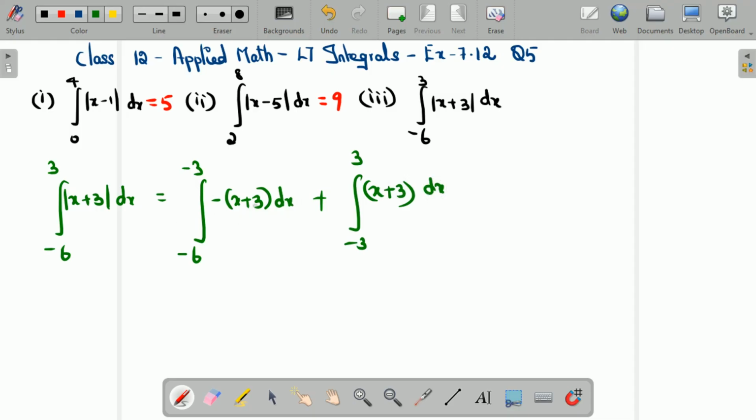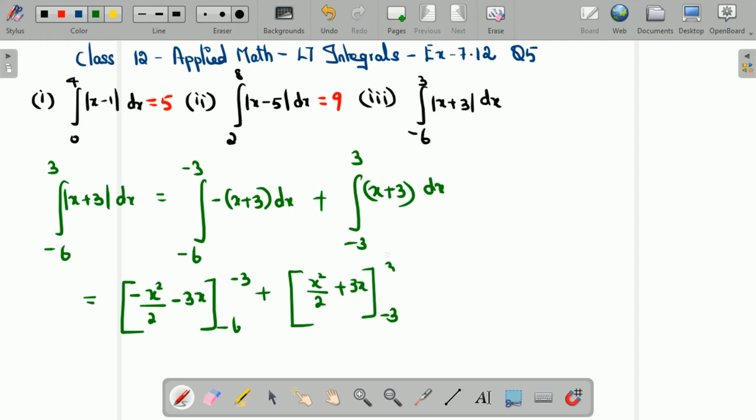Now I'm going to integrate the first one, so this is going to be equal to minus x squared by 2 minus 3x between the limits minus 6 and minus 3, and in the second case it is going to be x squared by 2 plus 3x between the limits minus 3 and 3. Now let's start to apply the limits.